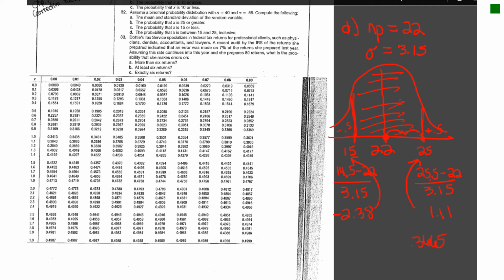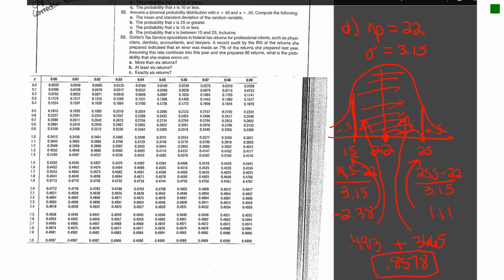And from 0 to the negative 2.38, I just look up 2.38, and that's going to give me, it looks like 0.4913. That would be basically that area. That's going to be basically that area. So what you do at that point is you combine them. So 0.4913 plus 0.3665 gives you 0.8578 is your answer.